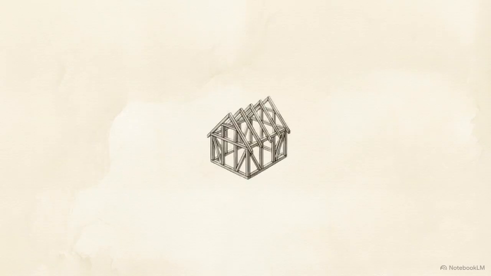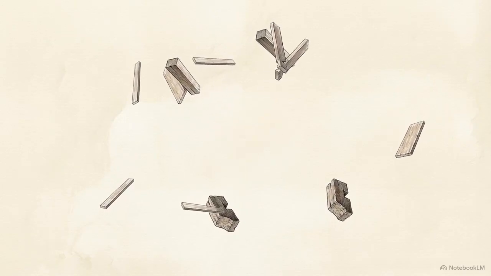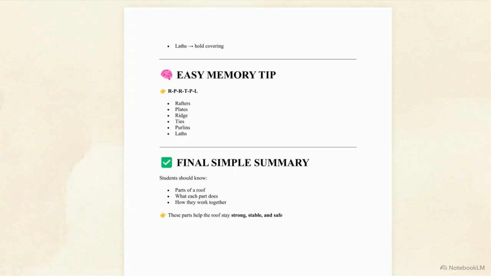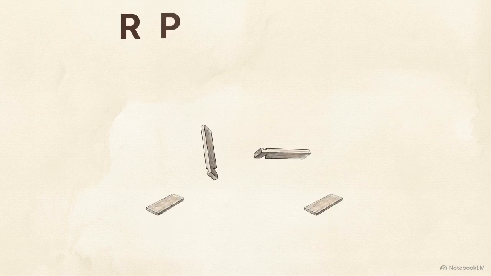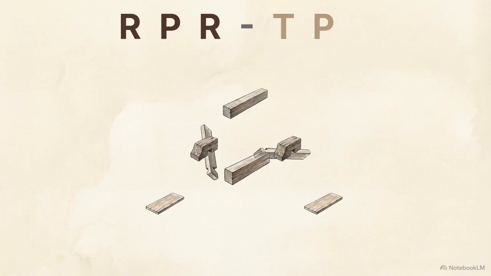None of these parts can do the entire job alone. Every specialized member is entirely dependent on the others to function as a unified, load-bearing system. Here is a simple memory tip to permanently lock in the 6 specific parts we just built, the RPRT-PL acronym. We have the core structural trio, rafters bridging the gap, plates anchoring the bottom, and the ridge tying the top. Then we have the secondary supports, ties to stop the spread, purlins to brace the middle, and laths to catch the exterior tiles.